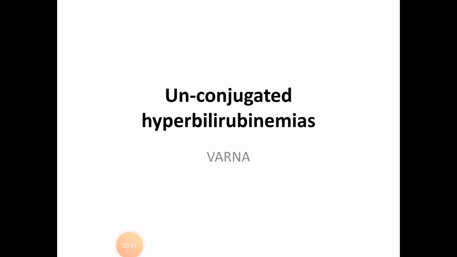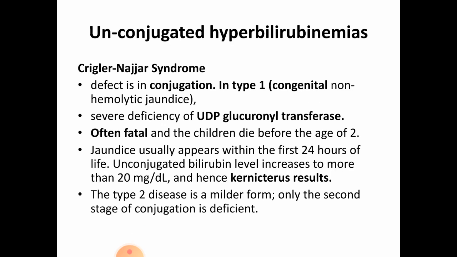Hello everyone. Today let's discuss unconjugated hyperbilirubinemias. This question can be asked for 5 marks as well as for 3 marks. Depending upon the marks, you can add up the points on each type of hyperbilirubinemia. If it is only for 3 marks, you can give a brief description on each one of them. If it is for 5 marks, you need to explain each one of them in detail.